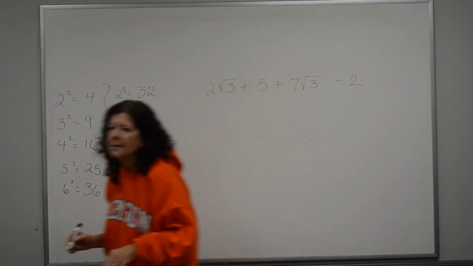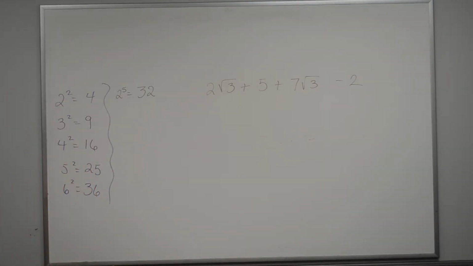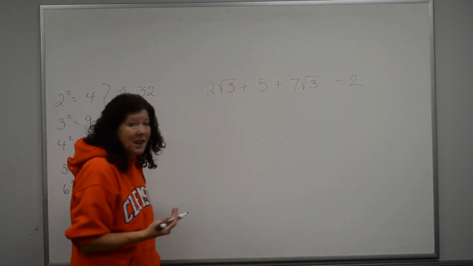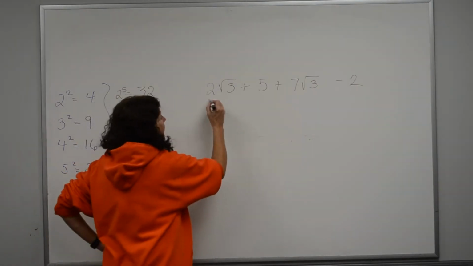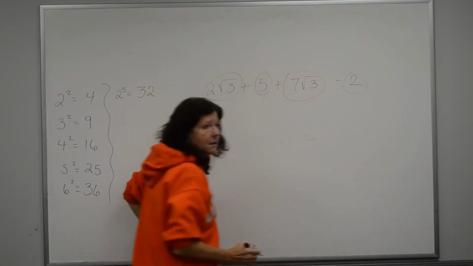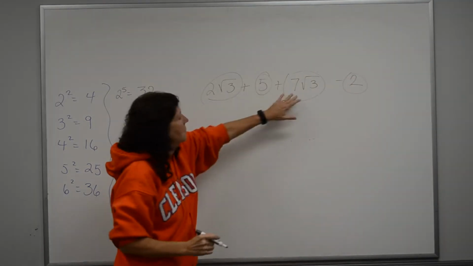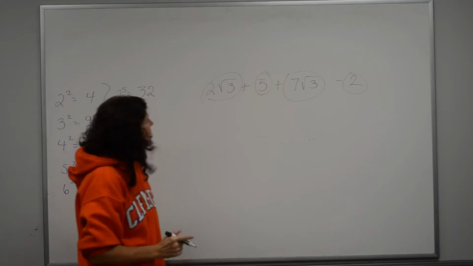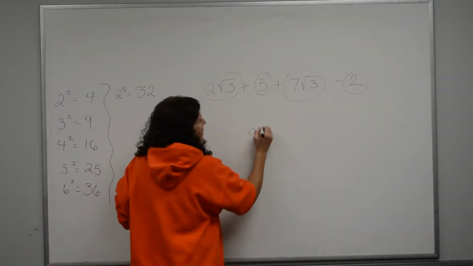What do you think you're going to do on this? You're going to combine like terms. These two match up, and these two match up, right? So what is those two? What do I do there? 9 on there. It's 9 on the square root of 3.